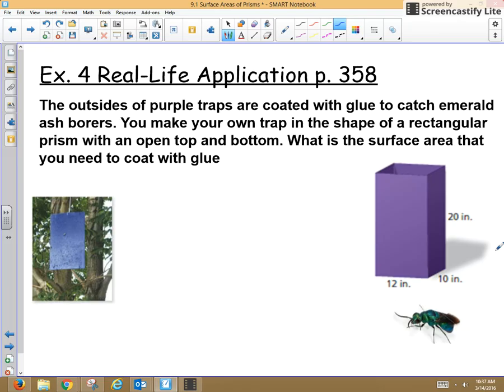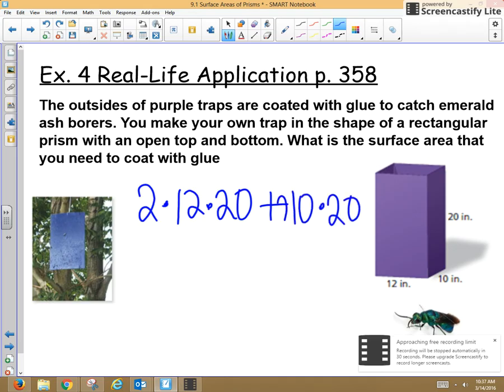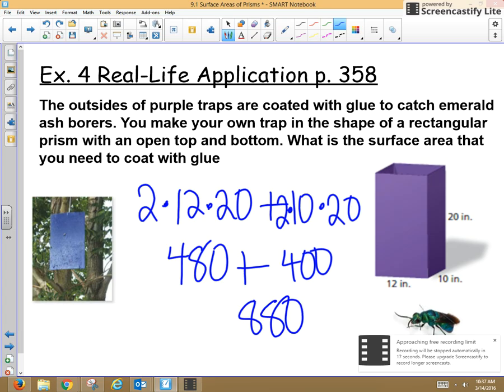So here you just have 2 rectangles. You have the front and back, which would be 12 times 20. Plus, you have the left and right lateral faces, which would be 10 times 20. And there's 2 of those as well, so don't forget to multiply that times 2. So this would be 240 times 2, which would be 480. This would be 200 times 2, which is 400. So you get 880, and it's in square inches.